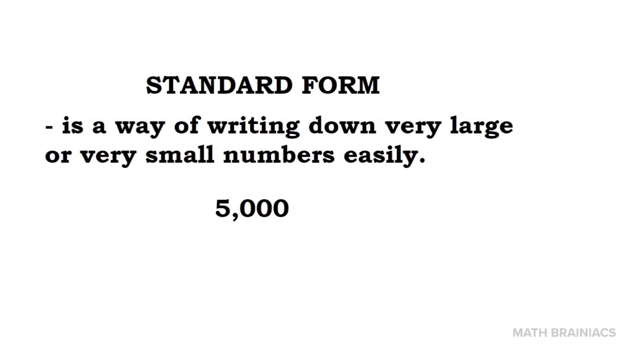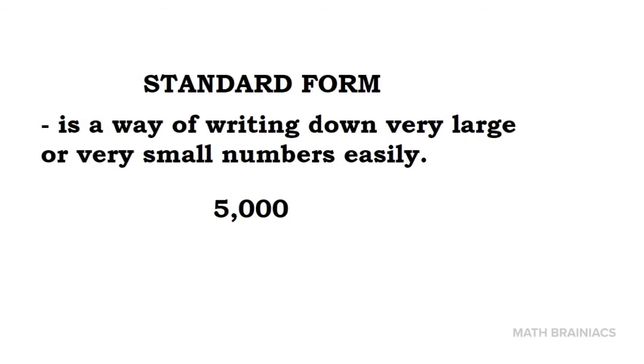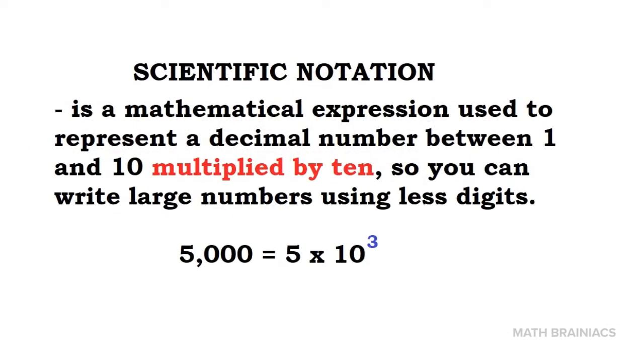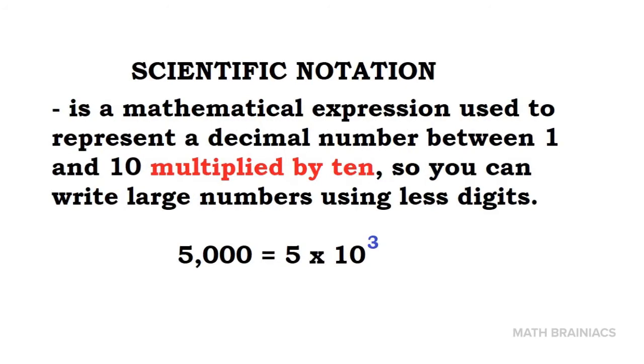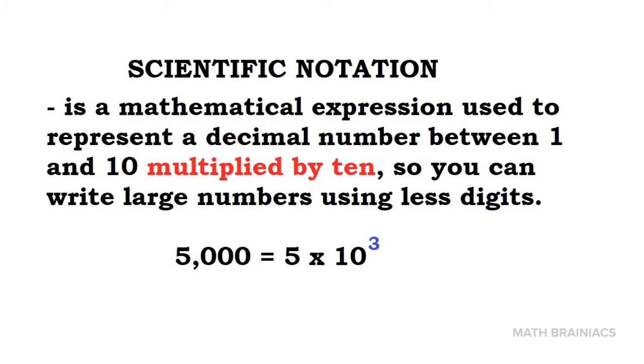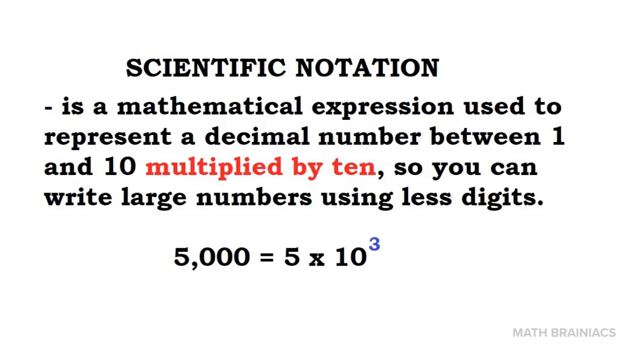Let us discuss first what is a number in standard form. It is a way of writing down very large or very small numbers easily. Like for example, 5,000 here is written in standard form. While scientific notation is a mathematical expression used to represent a decimal number between 1 and 10 multiplied by a power of 10. So you can write large numbers using fewer digits. For example, 5,000 is written as 5 times 10 to the power of 3.